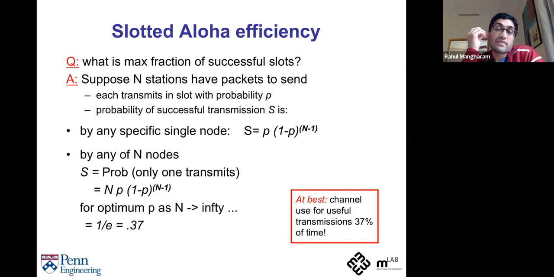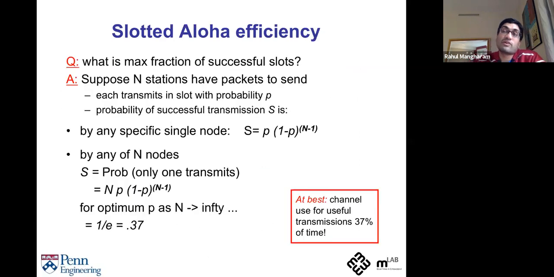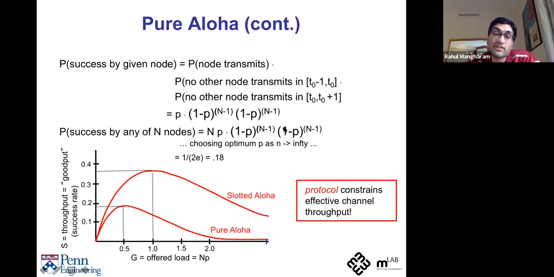So when can I have a collision? I can have a collision only if some other node perfectly transmits at the same time, in the same slot that I'm transmitting, but there's no overlap between the previous slot and the next slot. So this just means: what's the probability that I want to transmit a message to you, and the probability that no other node in the network transmits at exactly the same time. So this is a smaller term than this term over here, right?